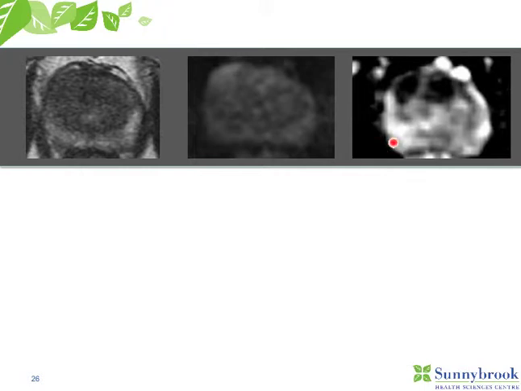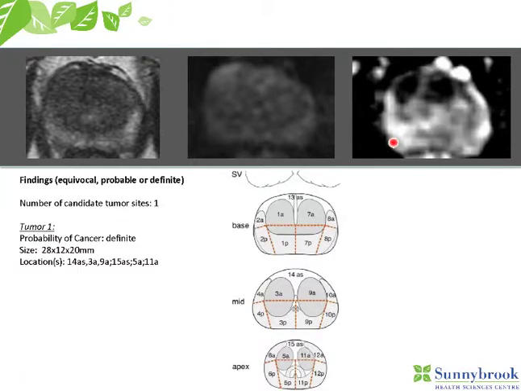Where's the tumor? And I think I interpreted this as a 28 by 12 by 20 millimeter anterior tumor involving the anterior fibromuscular stroma. So over here, these two nodules. If I look here, it's harder to assess the morphology because of the poor SNR in this particular patient. But if you correlate the restricted diffusion, this appearance and this appearance across all three, it's clear that this is a definitive cancer.